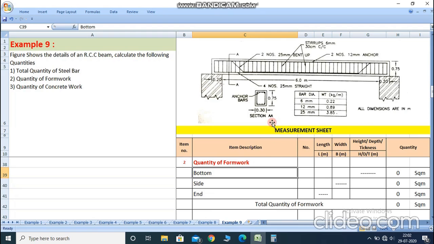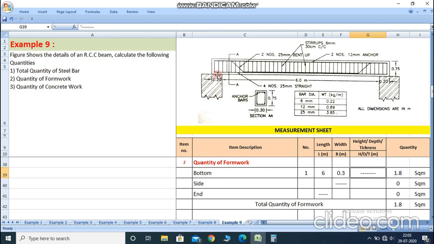Here formwork is provided at the bottom, side and end. These three parts of formwork are required. For the bottom part, see this cursor point, only a single formwork is provided, so right here 1. Then the length is 6 meter, the span, so right here 6 meter. Then the width we got from section A, it's 0.30. So the total is 1.8 square meter, the quantity of formwork required for the bottom part.